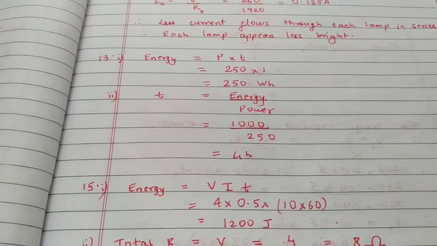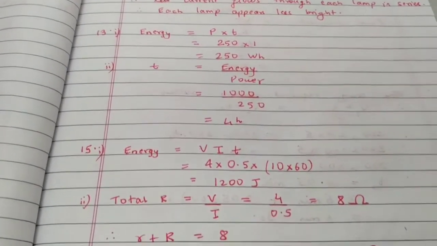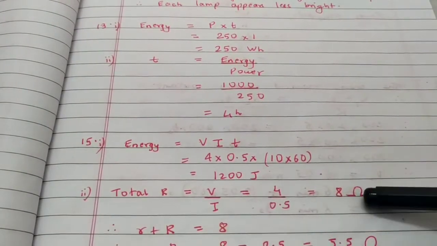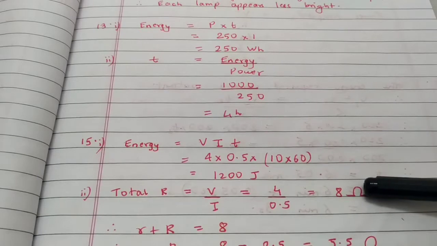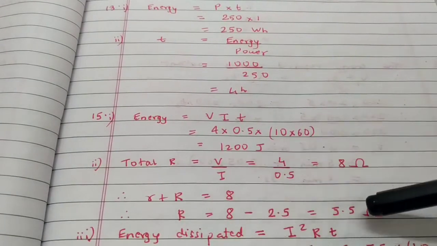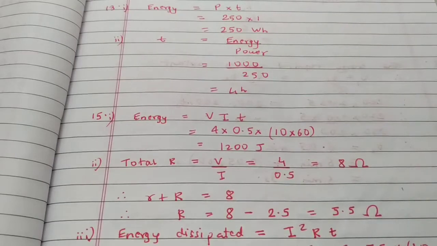Next, they want the resistance of the bulb. Now, we know that the total resistance will be the total voltage upon total current, which comes up to be 8 ohm. Out of that, the internal resistance was 2.5 ohm. So the external resistance has to be 5.5 ohm. That is the resistance of the bulb.